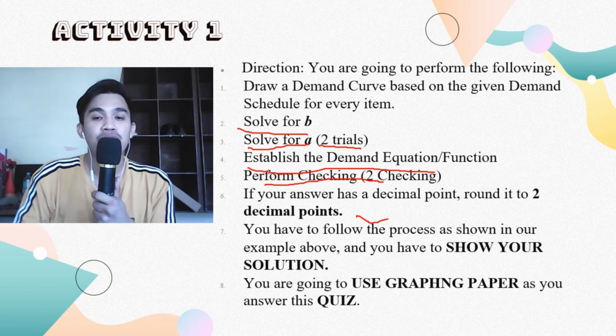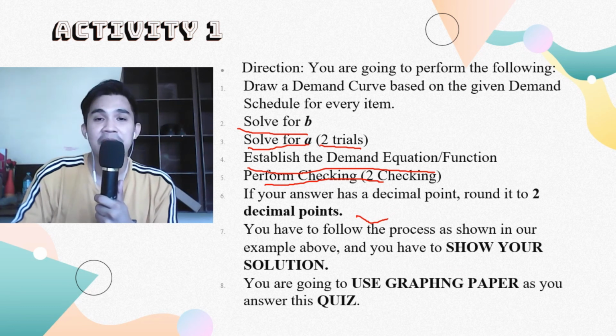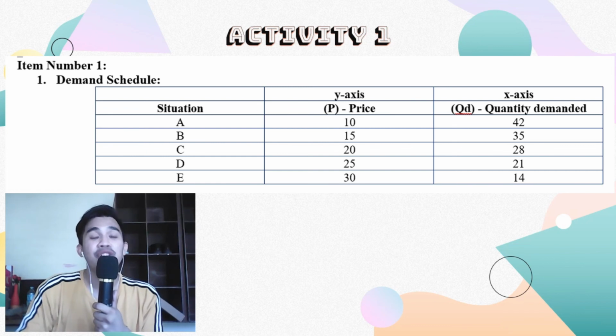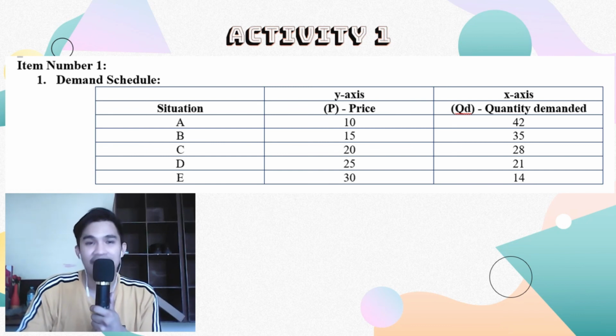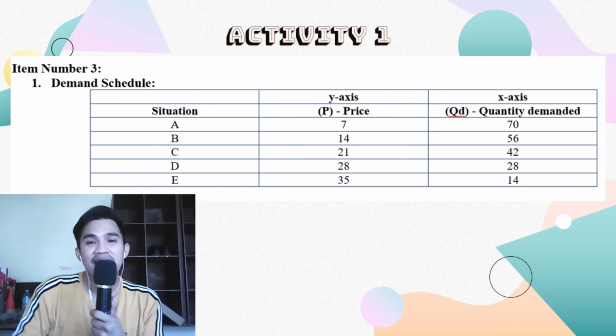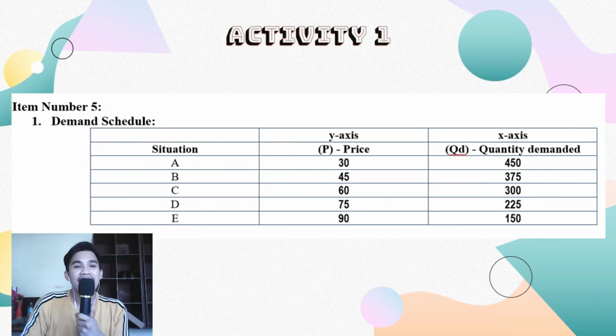Then you are going to use graphing paper as you answer this activity or quiz. Okay? Kailangan sa graphing paper, isusulat lahat ng sagot. Okay? So, this is your item number 1. So, ayan. So, i-follow niyo yung procedure kanina. Ganun ang gagawin. Okay? The next, this is your item number 2. This is your item number 3. This is your item number 4. And item number 5. So, good luck.